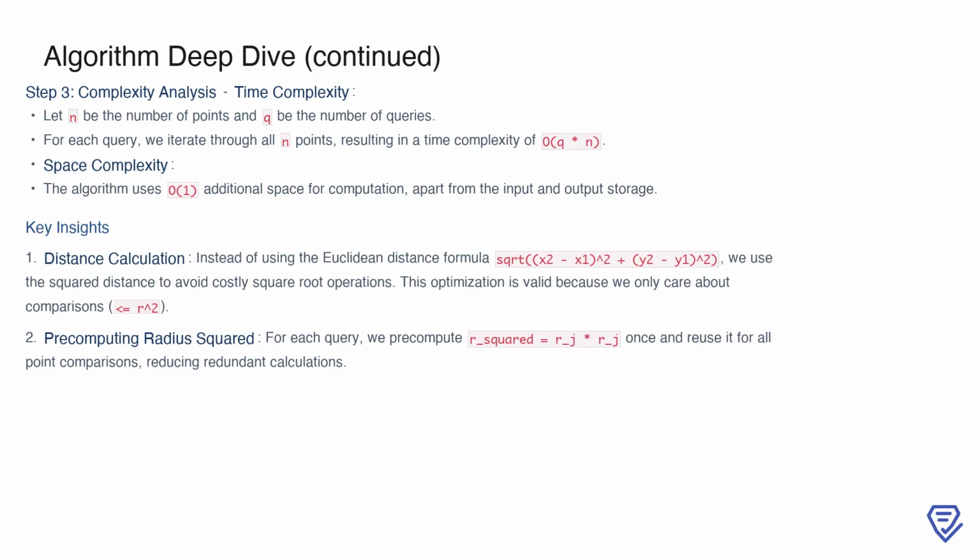Key optimizations in this approach include using squared distances instead of the Euclidean distance formula, avoiding costly square root operations. Additionally, pre-computing the radius squared for each query minimizes redundant calculations, further enhancing efficiency.